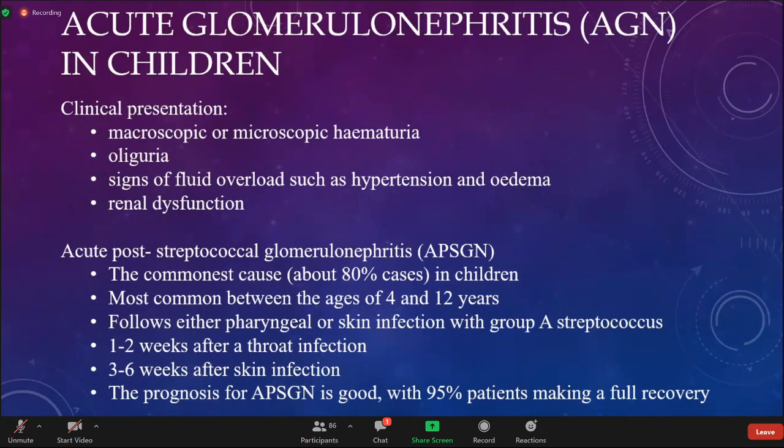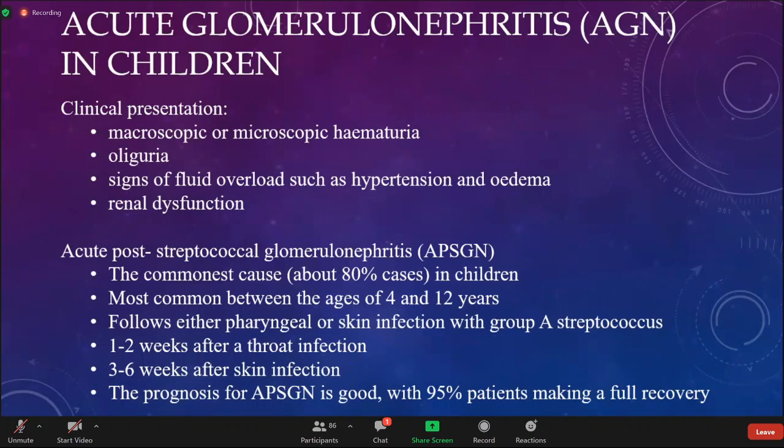Now, I'm not sure why, but almost every day the participation is less than 100, and I think that's not very positive. Today it is about 86, and I have realized that it has always been less than 100 in your group. But if there are no questions, we will switch to acute glomerulonephritis.